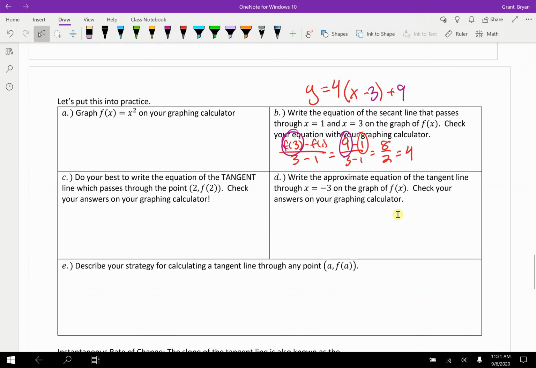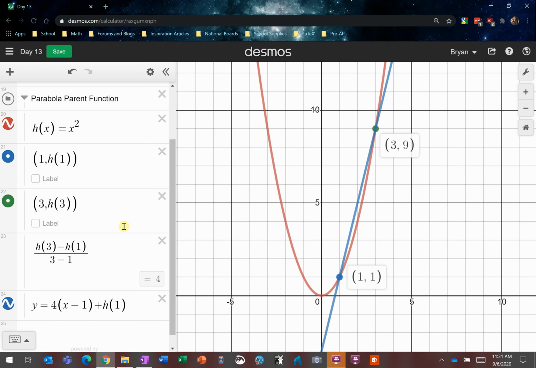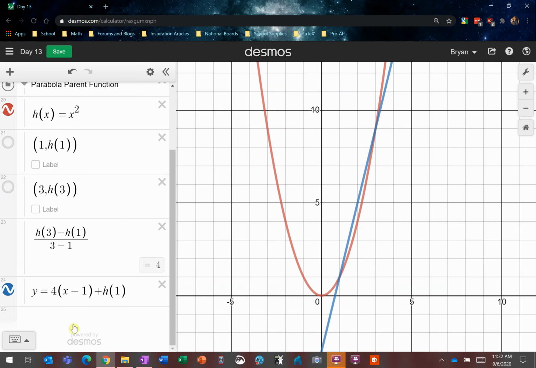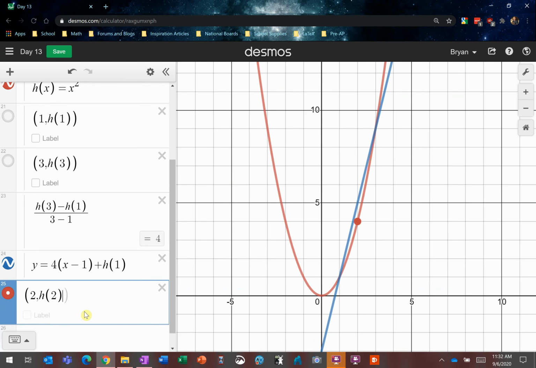Nifty. All right, now your goal is to do your best to write the equation of the tangent line, which passes through the point 2 comma f of 2. And this is where things get a little bit trickier. So we should probably demonstrate what that actually means on here, right? So I'm going to go ahead, toss out these points for a second, and we're going to look at the point 2 comma f of 2, or h of 2 on my graph. See that point right there?